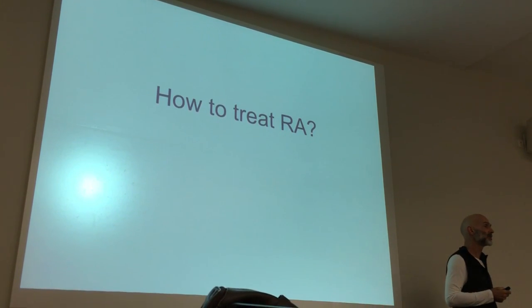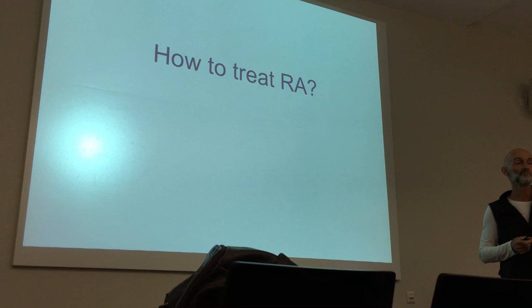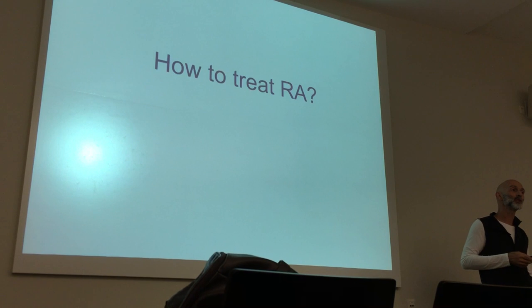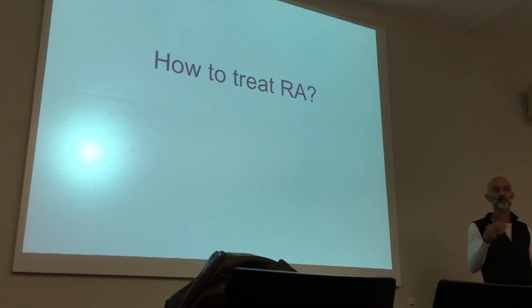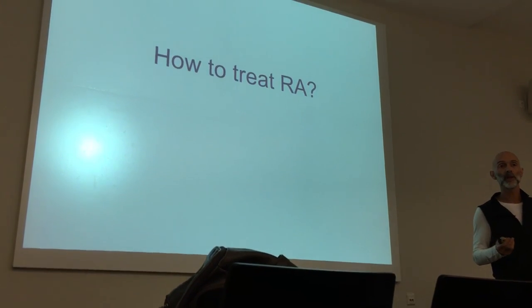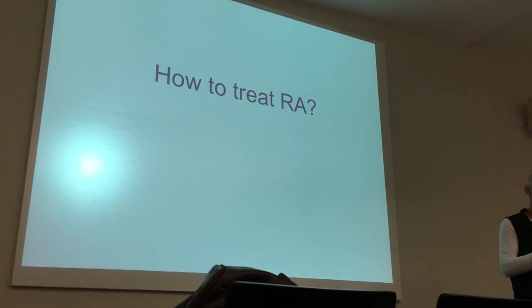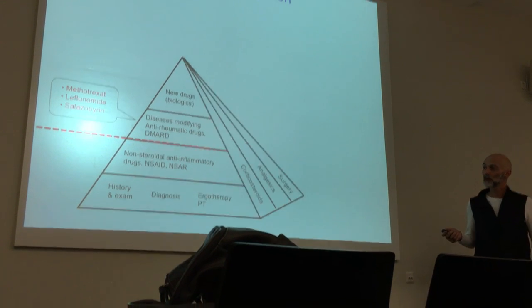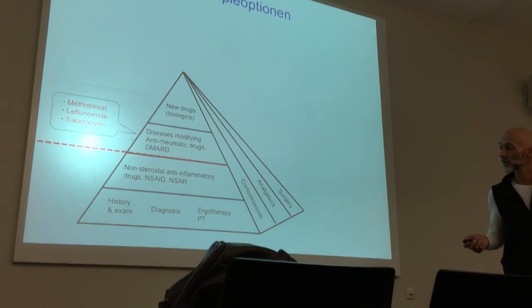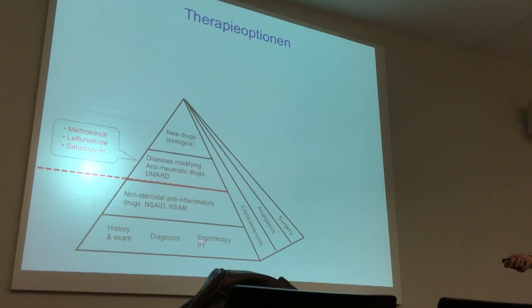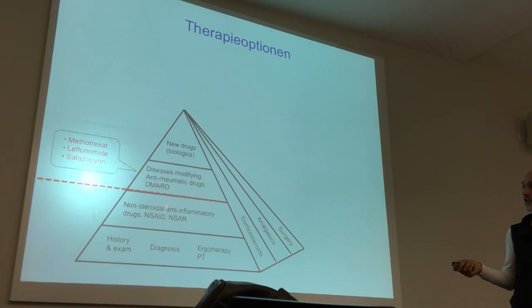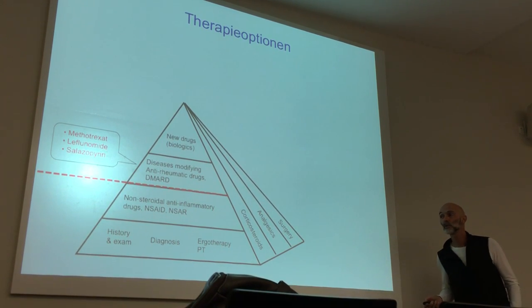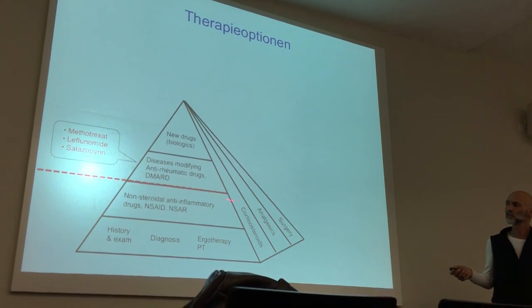Well, if we know that this is now rheumatoid arthritis, how do we treat these conditions? Always keep in mind that the aim of this treatment should be to prevent destruction. Nowadays, we still are not able to heal any kind of bone destruction. And there are, as we will hear, a variety of different therapeutic strategies. So this would be the basis: ergotherapy, physical therapy, the history, and the exam. Then we have this large group of non-steroidal anti-inflammatory drugs.